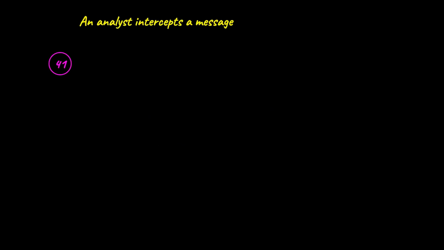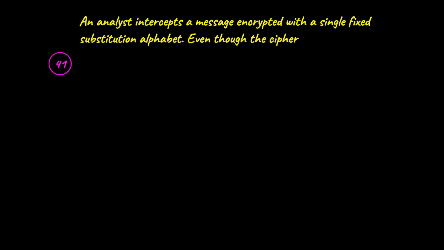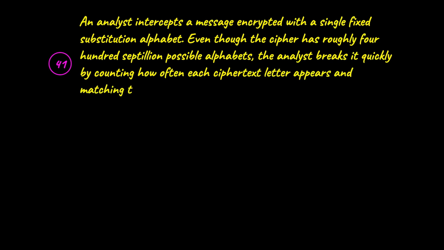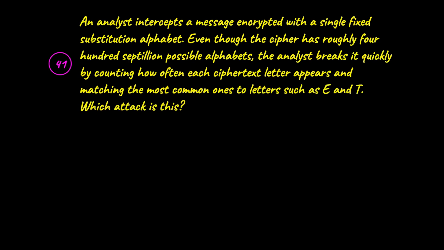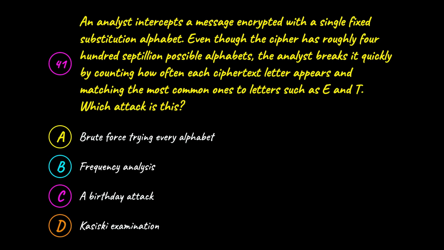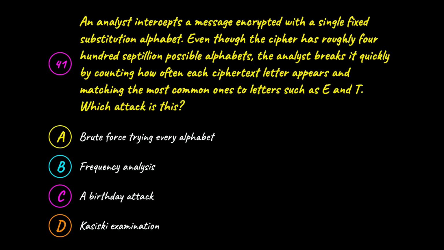Question 41. An analyst intercepts a message encrypted with a single fixed substitution alphabet. Even though the cipher has roughly 400 septillion possible alphabets, the analyst breaks it quickly by counting how often each ciphertext letter appears, and matching the most common ones to letters such as E and T. Which attack is this? Your options are A. Brute force trying every alphabet, B. Frequency analysis, C. A birthday attack, D. Kerckhoffs examination. Which one is it? Pause the video if you need more time.